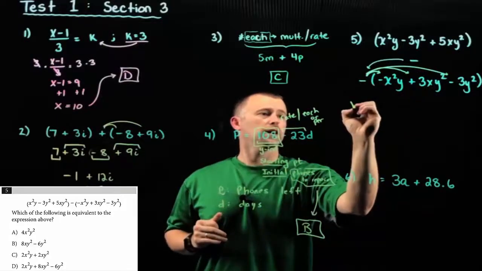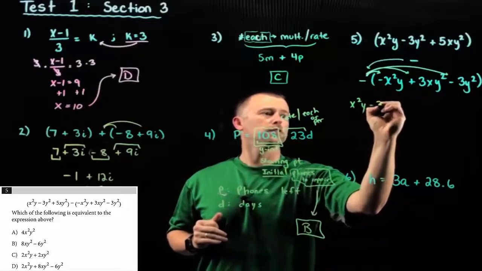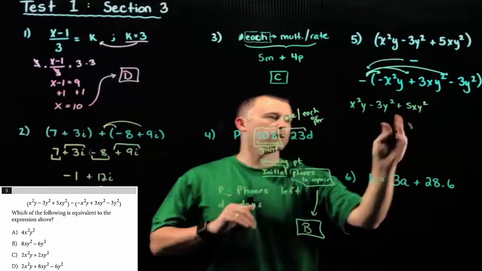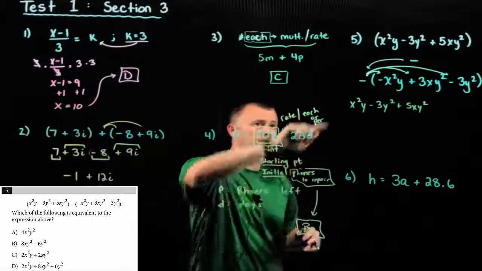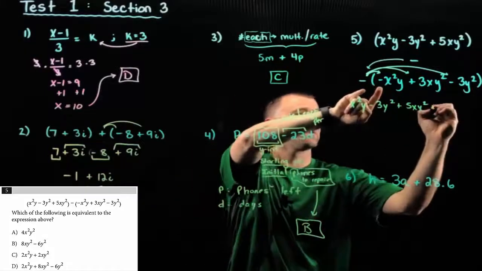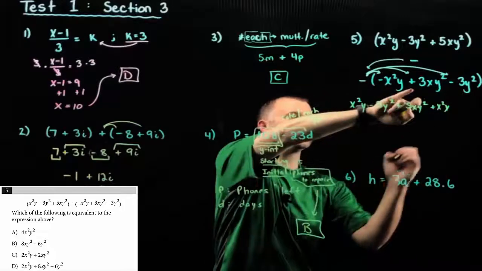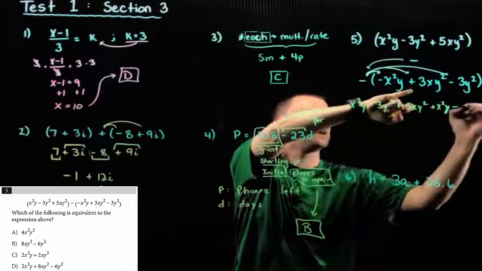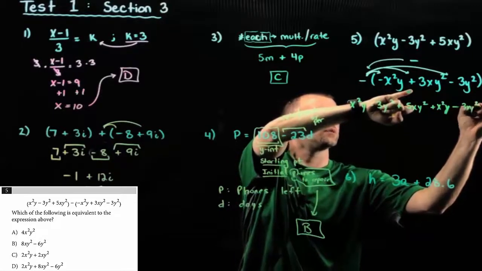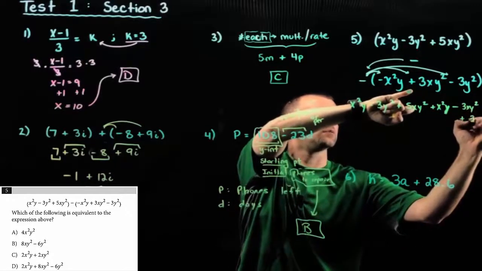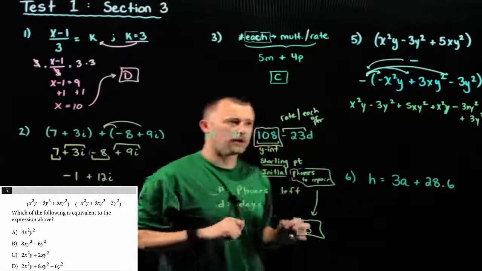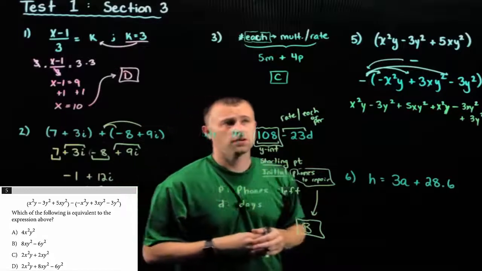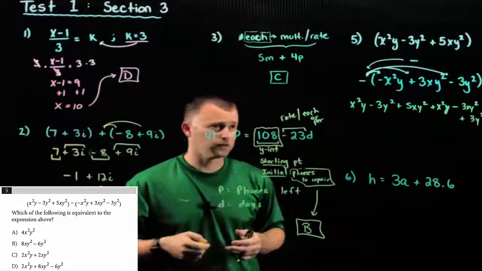So now you're going to have x squared y minus 3y squared plus 5xy squared. Now that doesn't really change anything. However, this becomes a plus x squared y. This becomes a minus. That's a y, by the way. This becomes a minus 3xy squared and a plus, I'm running out of room, so plus 3y squared. All those signs switched. That's really important to notice here, because if you don't do that, you're not going to get this.